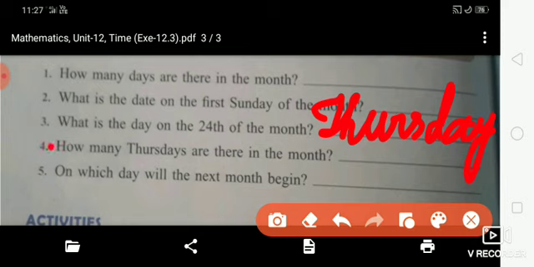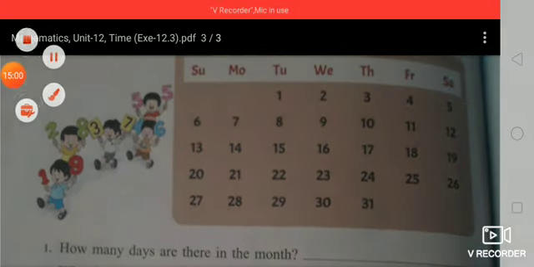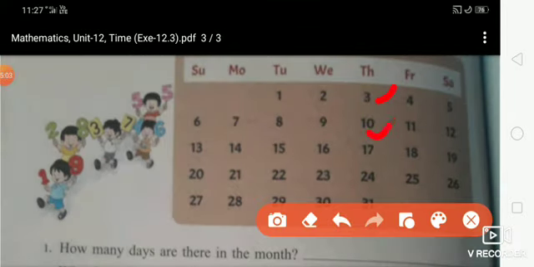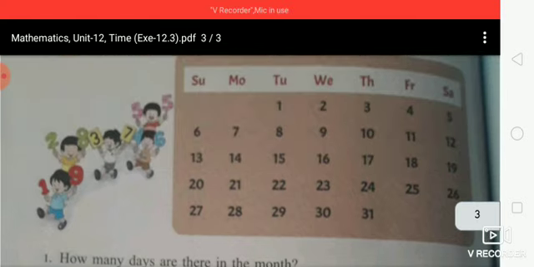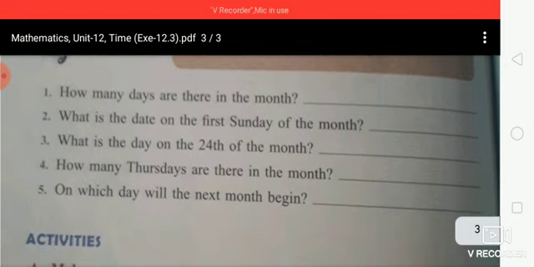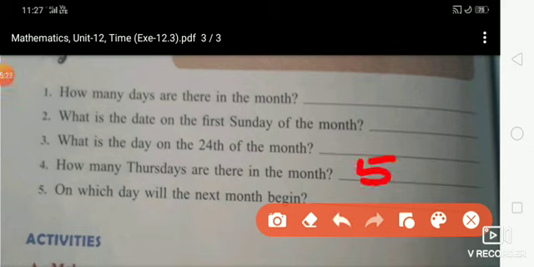Now the fourth one. How many Thursdays are there in the month? Let us count: 3, 10, 17, 24 and 31. 1, 2, 3, 4, 5. This month has 5 Thursdays. So write here the number 5.